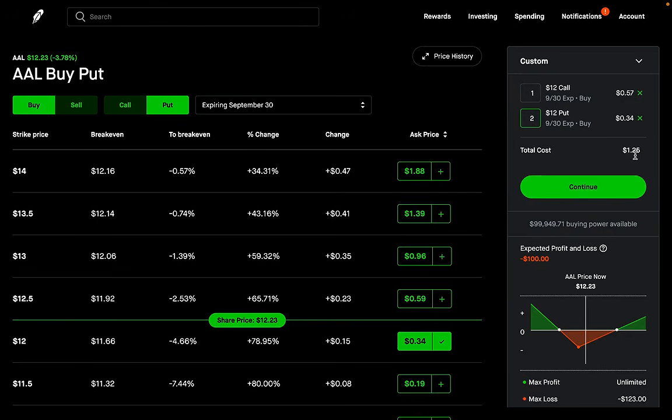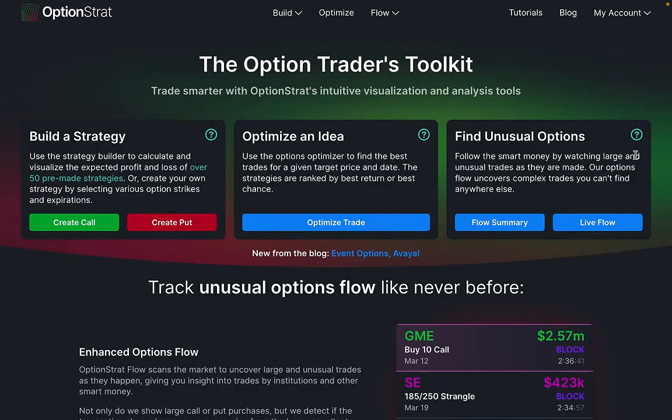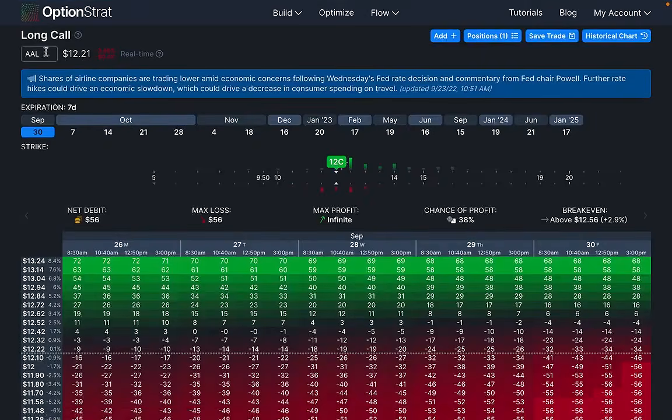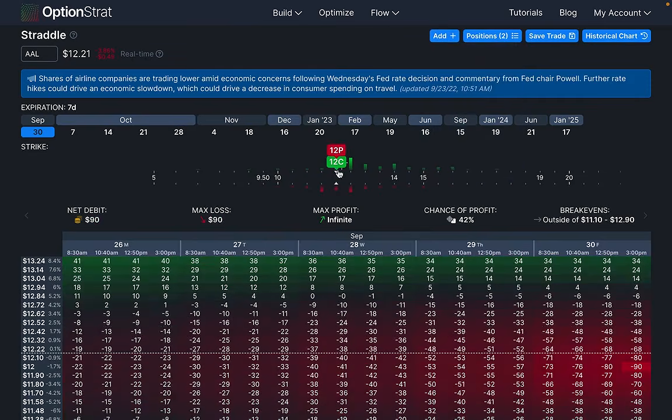So let's go over to OptionStrat and take a look at what this trade will look like visually. Let's go to build here and we'll start at long call. We're already on American Airlines here. We left our expiration date as was, September 30th. First, we want to buy a call. I just bought the at the money call, which is the $12 strike one. So it's already there. Now, basically we're entering a regular straddle first, so we also need to buy a put with the same strike as the call that we're buying. So this is a straddle, and as you can see, OptionStrat recognizes this.